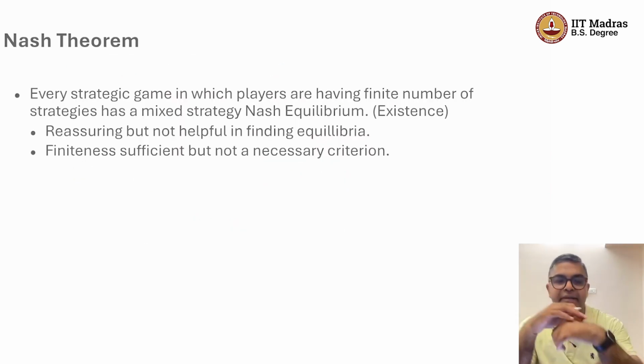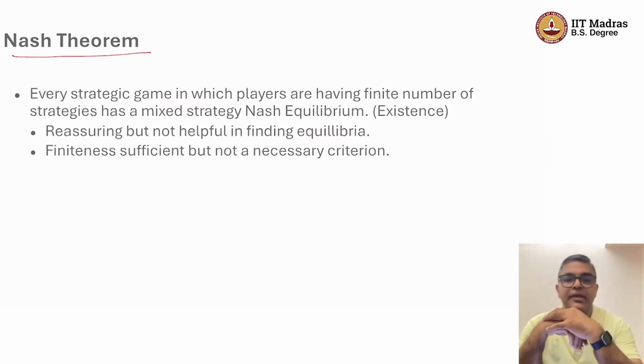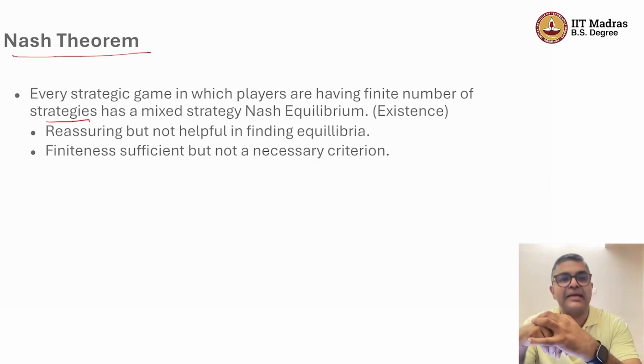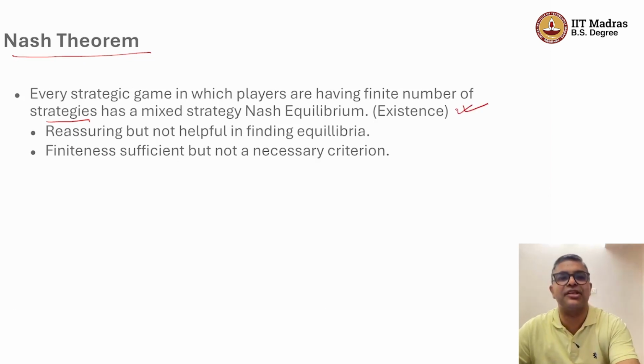Next thing, before we move further, we talk about Nash theorem without proving anything. Nash theorem says that every strategic game in which players have a finite number of strategies or finite number of actions has a mixed strategy Nash equilibrium. Of course, when we say mixed strategy Nash equilibrium here, we also allow pure strategy Nash equilibrium as degenerate cases of mixed strategy Nash equilibrium, and this is also called the existence theorem.